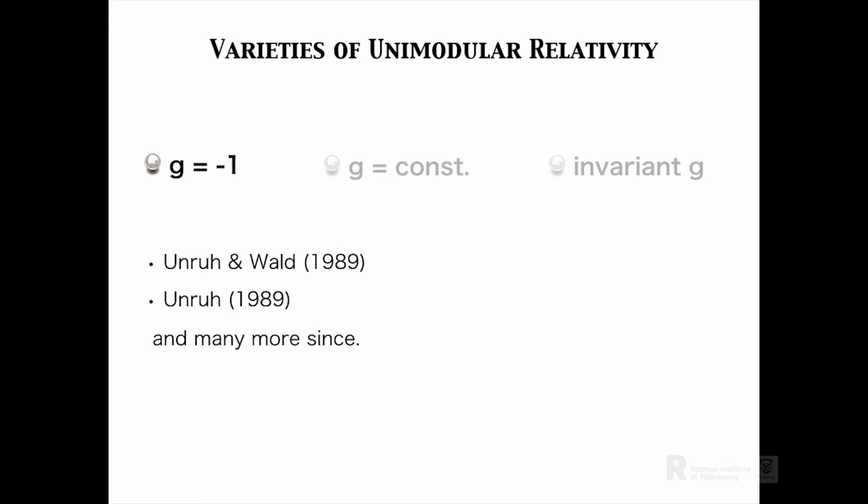The first one is the one where the metric has a determinant of minus 1. There is a lot of literature on this, and a sort of revival of unimodular theories right now, so I couldn't include the long bibliography. But the earliest I could trace for this particular assumption was 1989, by Unruh and Wald. I don't know if I'm pronouncing that right.